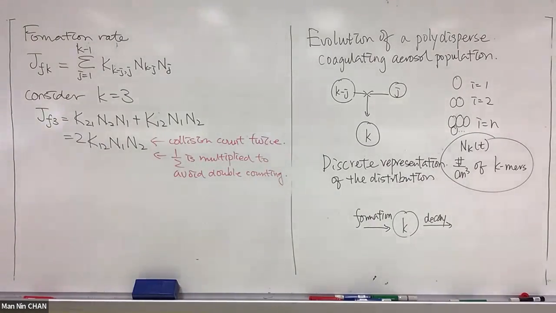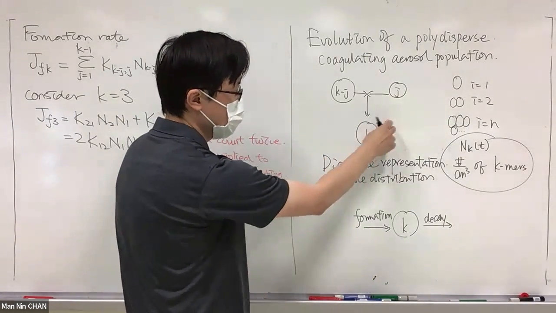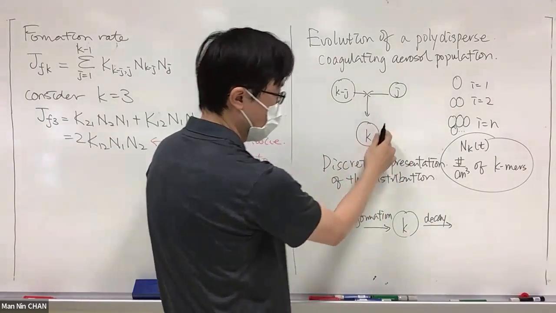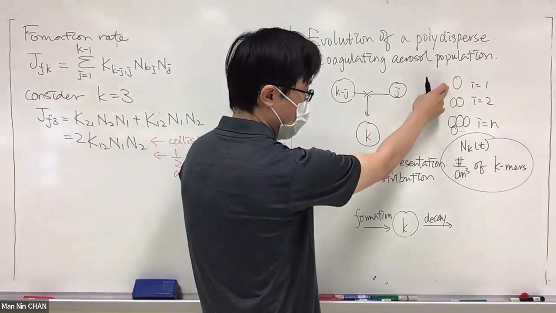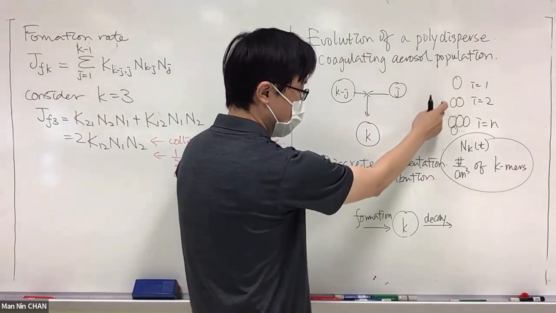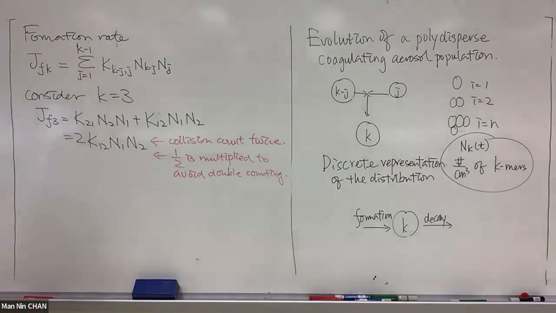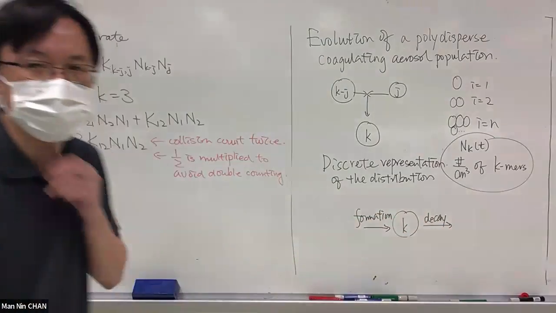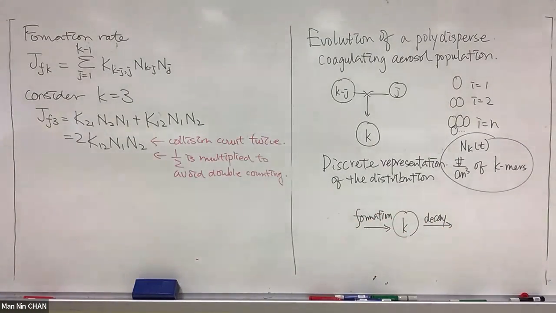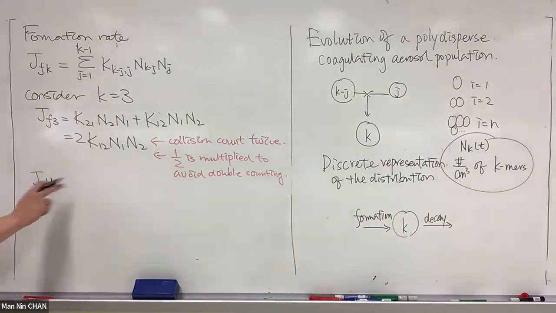And also, like I mentioned, once you have this K form, say you have a trimer formed, what will happen in the system? You still have some monomer and dimer in the system. They can also collide with your trimer, and then that will give you the decay, because they can grow and become larger. So therefore, you can also have this, we call the J_D_K. D means the decay.